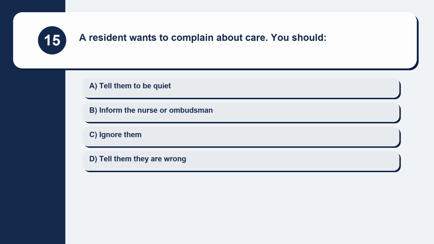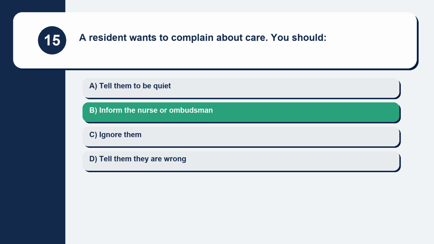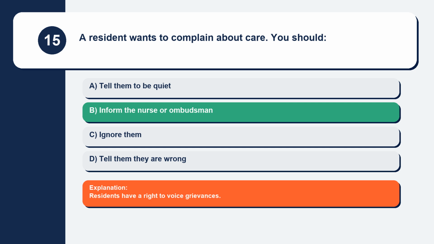Question 15. A resident wants to complain about care. You should tell them to be quiet, inform the nurse or ombudsman, ignore them, tell them they are wrong. Residents have a right to voice grievances.